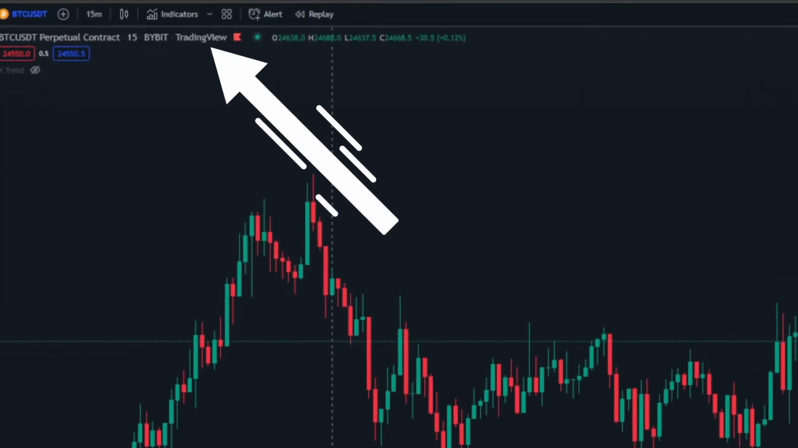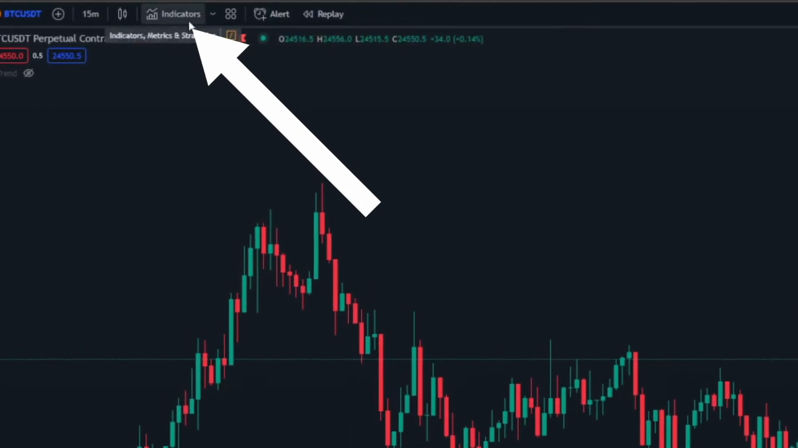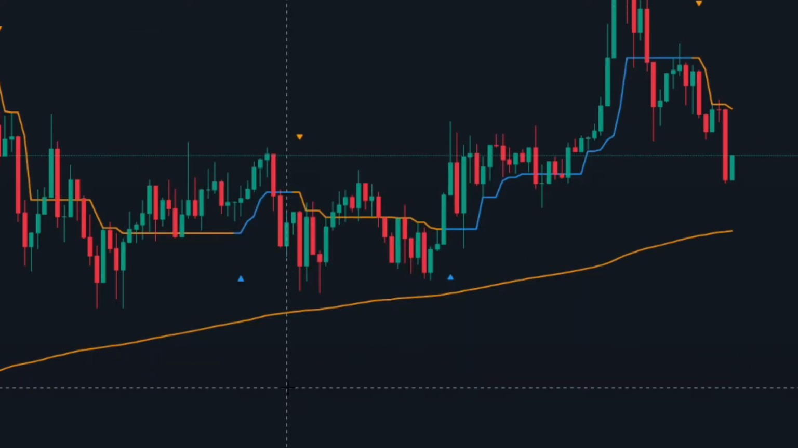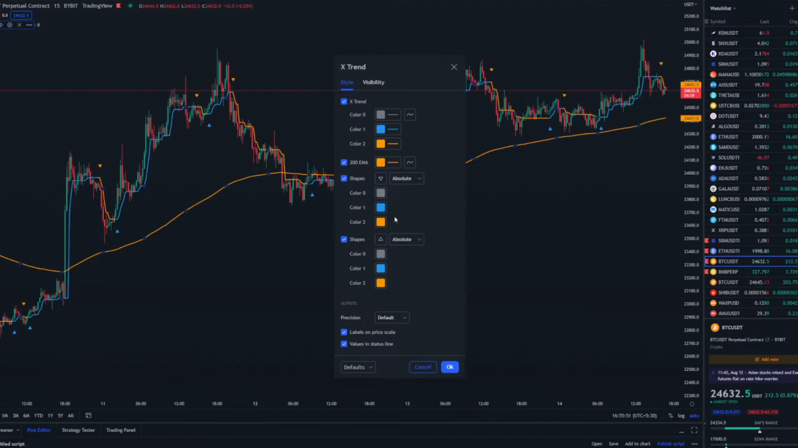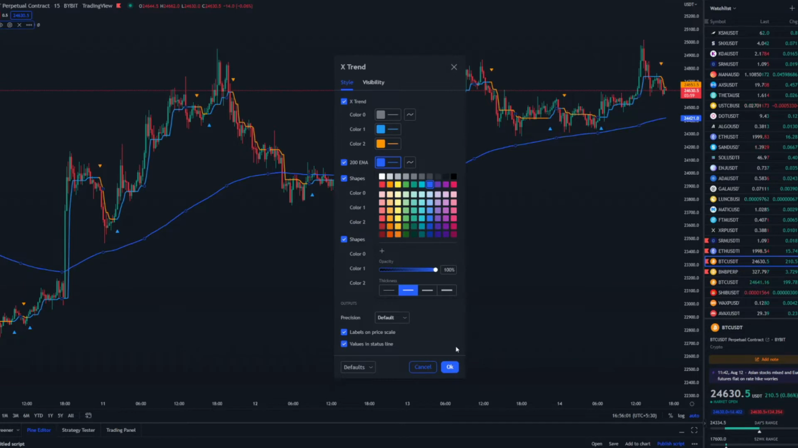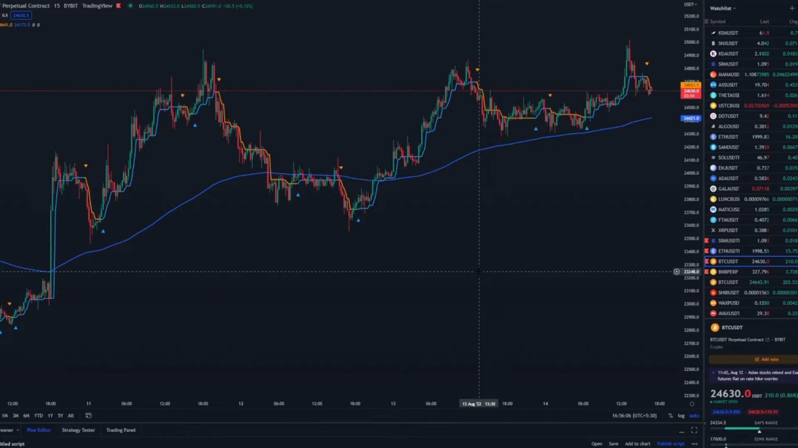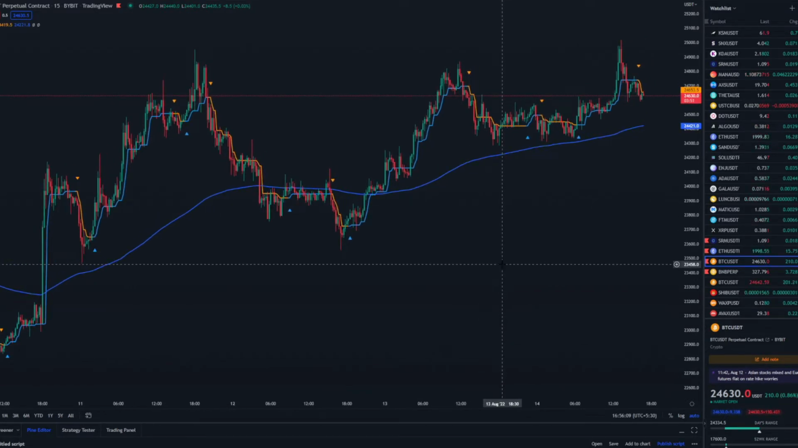The first step, open your trading chart and next click the indicator menu at the top. After that, in the search, write down extreme trend. Click on that indicator. Go to indicator setting on the top left and change the color of 200 EMA to blue. After that, your trading chart will look like this after you install this indicator.